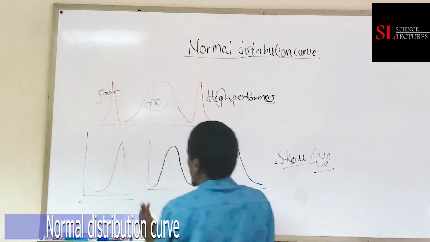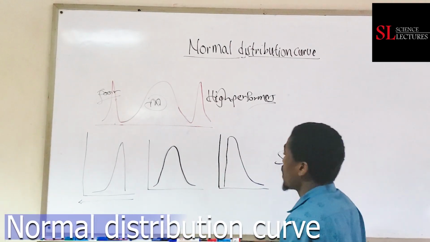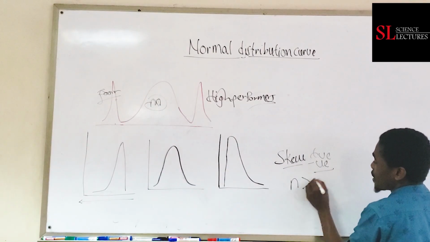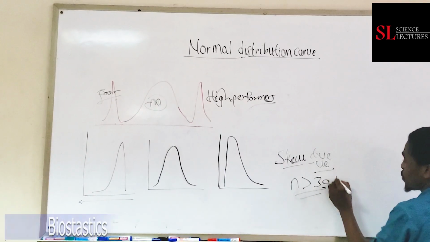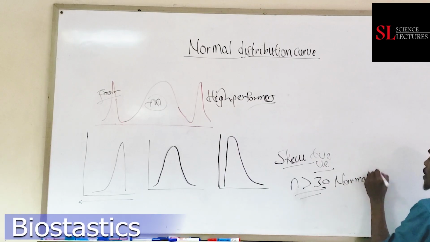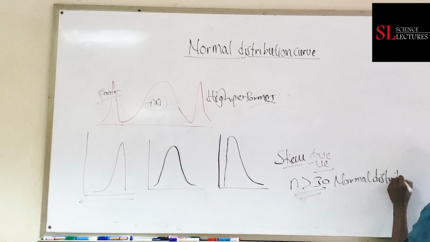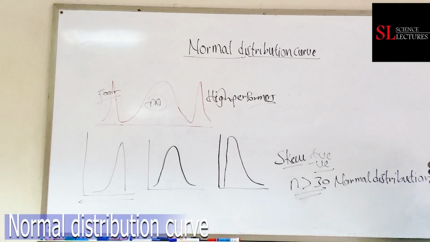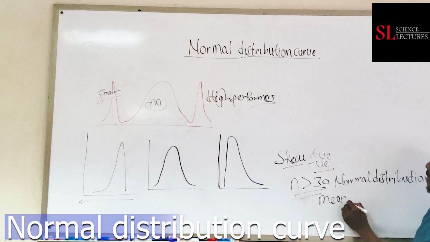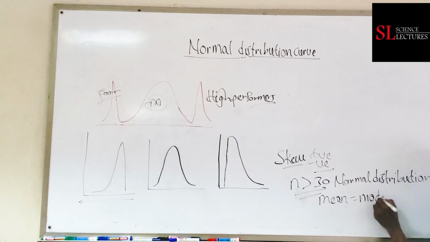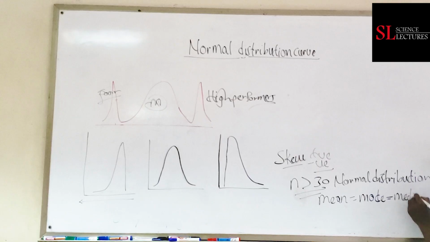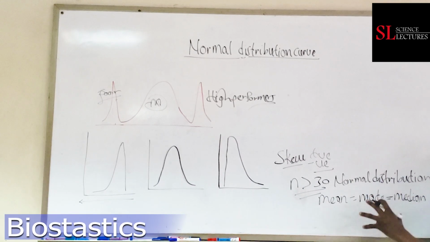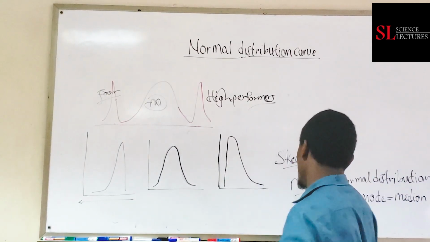If this is our normal distribution curve, let's imagine this is a normal distribution, where n is greater than 30. In such a curve the mean is equal to the mode and is equal to the median. So we have the mean equaling the mode and equaling the median in a normal distribution where n, a population of n, is greater than 30.